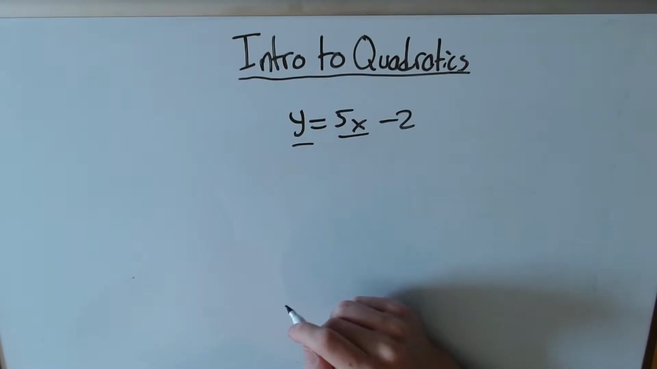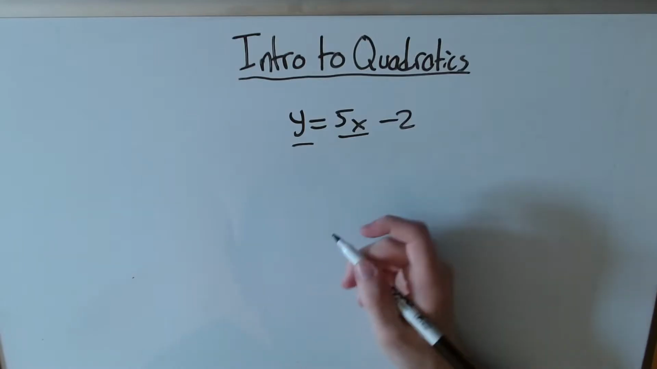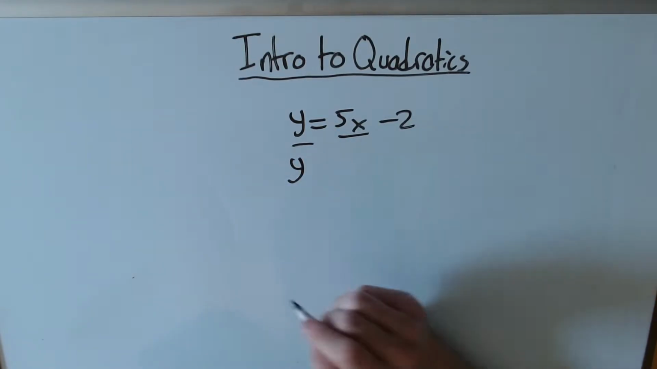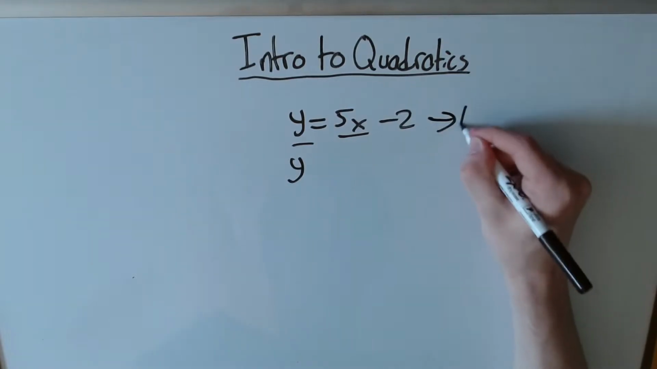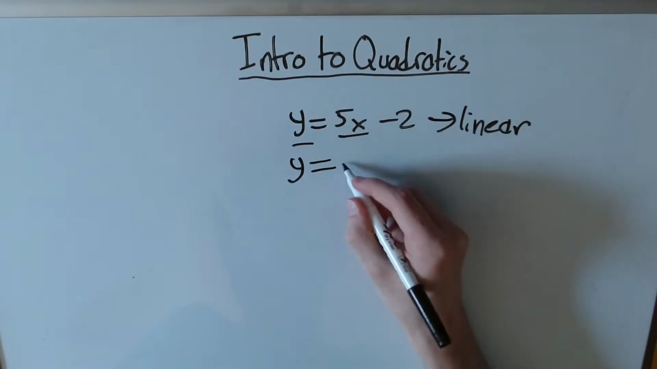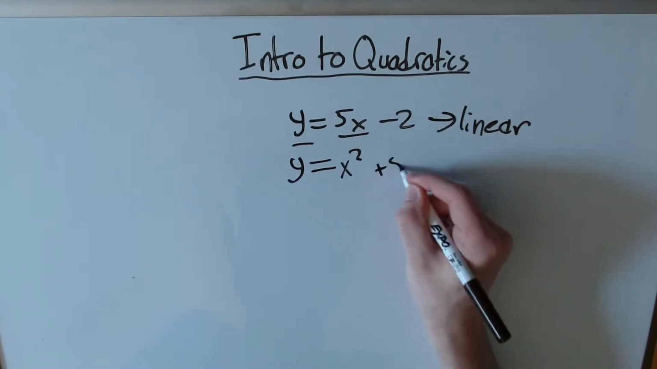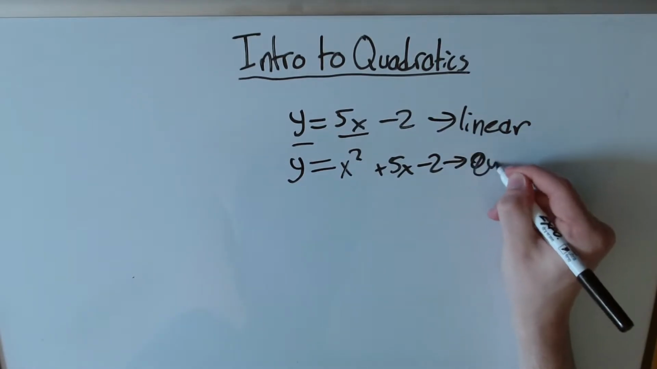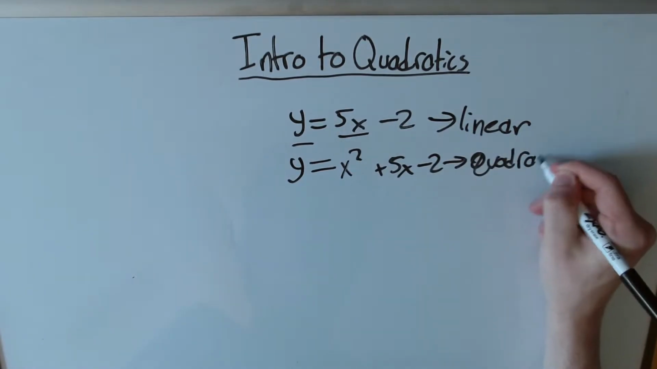And this is the quadratic. And the quadratic is different from linear equations in that we have more than one x. Well, what do I mean by that? Well, this right here would be a linear equation. But something like this would be a quadratic equation.